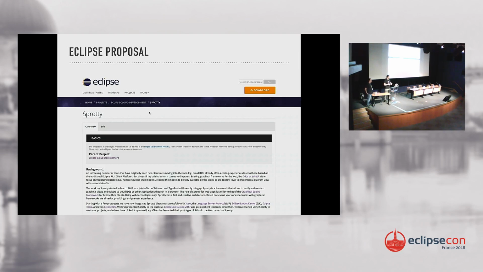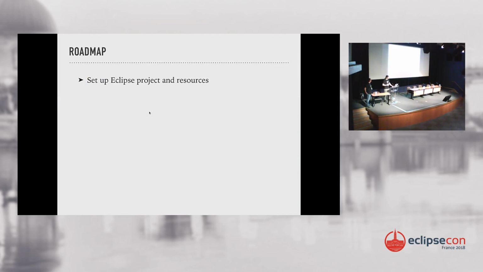So it's really starting now to become a part of the Eclipse community of open source projects. And now I would like to finish with a small roadmap, so ideas and things that we see ahead for Sprotty that we would like to implement in the near future. First thing, of course, to set up the Eclipse project and all the connected resources, like the repository under the Eclipse namespace and everything like mailing list and so on.